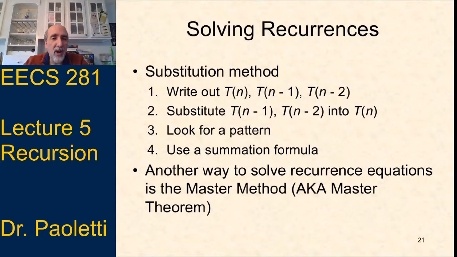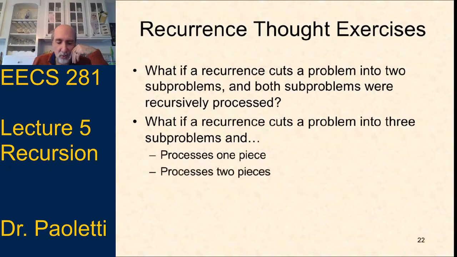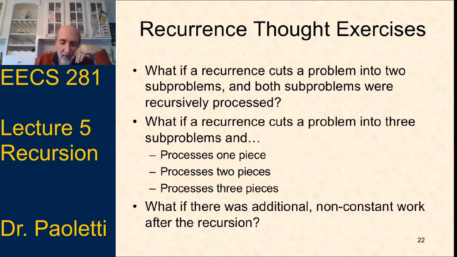Now, if a recurrence problem, and this is the problem we had last time, is what if I cut it into 3 subproblems and I process 1 piece, 2 pieces, 3 pieces? Like if I have something like T of n equals 3T of n over 2. Or that should be n over 3. I forgot we're dividing into 3 pieces. 3T of n over 3, or 2T of n over 3, or 1T of n over 3.